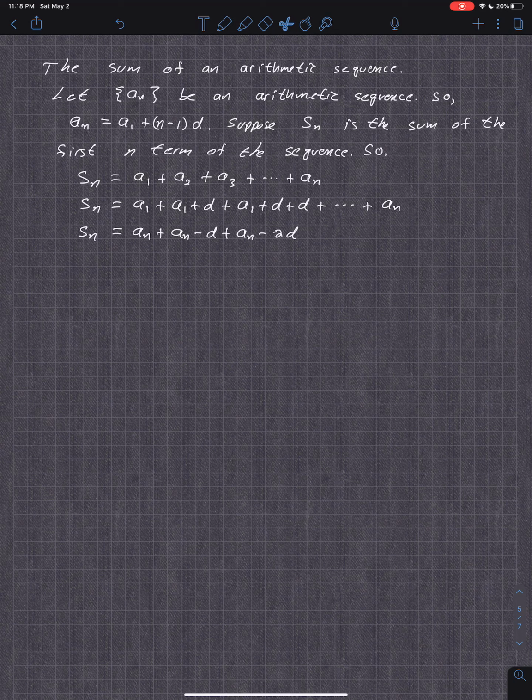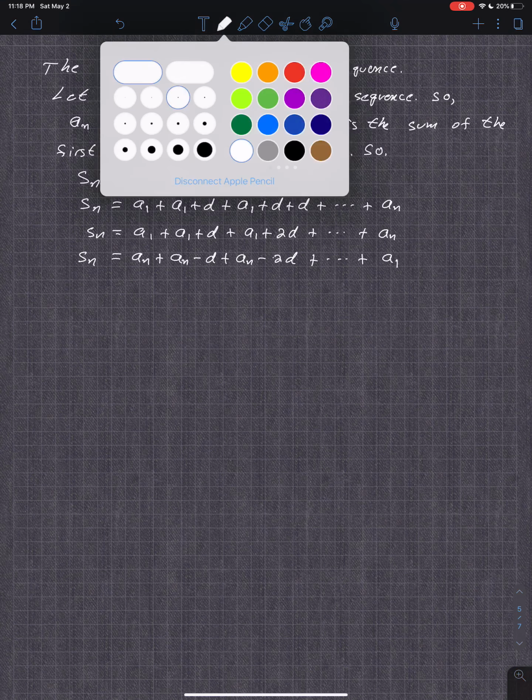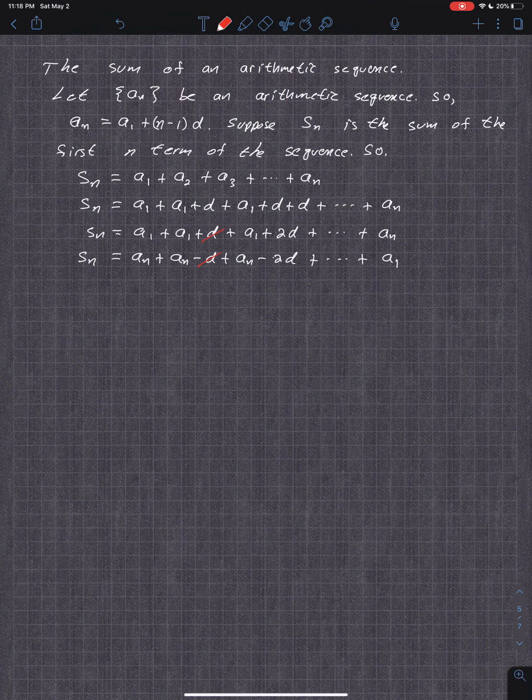So actually, let's move this down. I'll do one more step because I needed that here. So what we're going to do is write s sub n is a1 plus d plus a1 plus 2d plus etc. all the way to a sub n. So if you keep going in that manner, you get to all the way down to a sub 1. So we can see here that these d's are all going to annihilate each other all the way down.